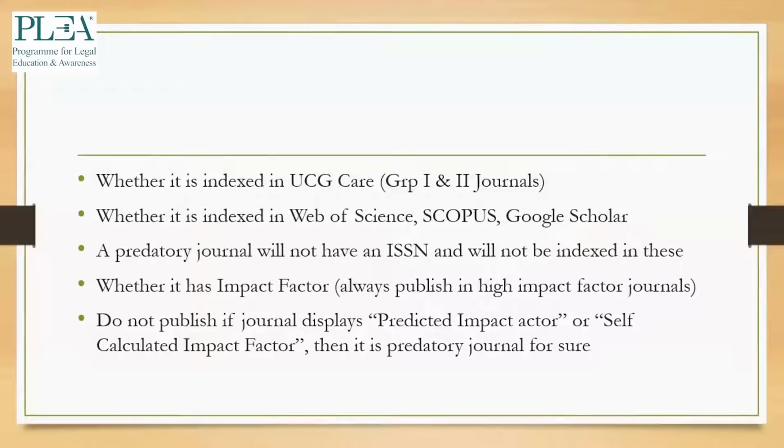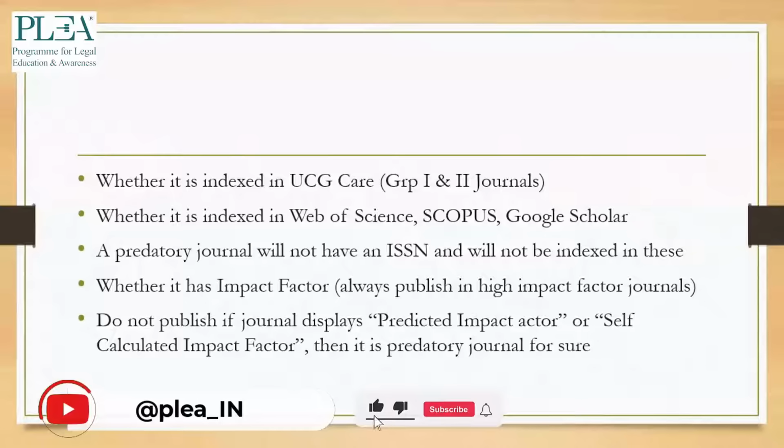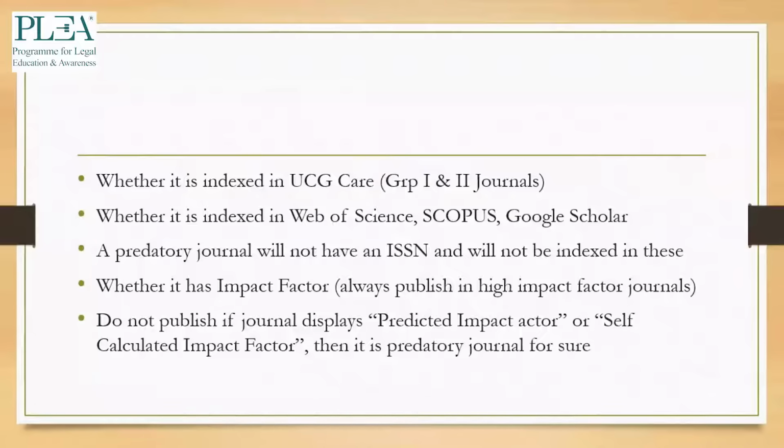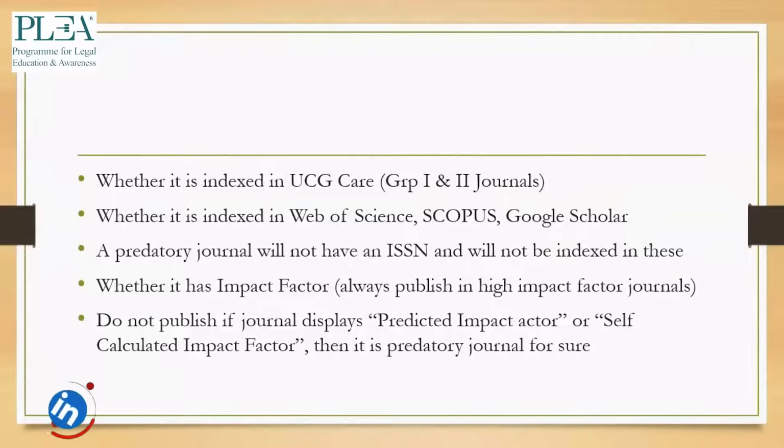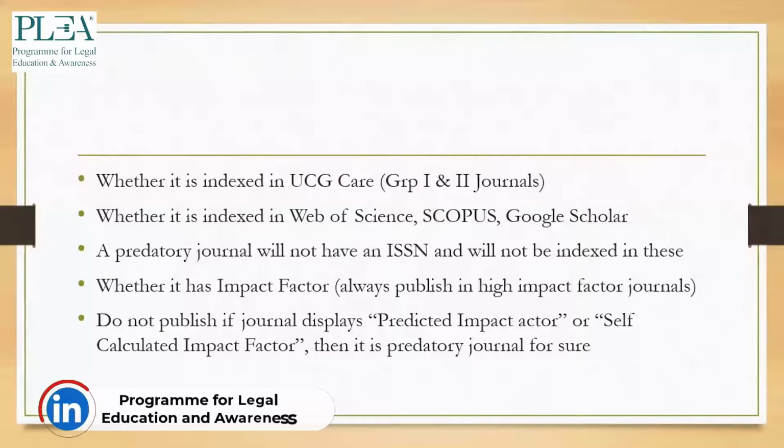Always advisable. A predatory journal will not have an ISSN. At times, it will not even be indexed in any of these. So better not to publish in such a journal which is very new, or which does not even have an ISSN number assigned to it, or which is not indexed in any of these. Check whether it has an impact factor, which is based upon its last 2 years of performance, the journal performance. Check about the impact factor.